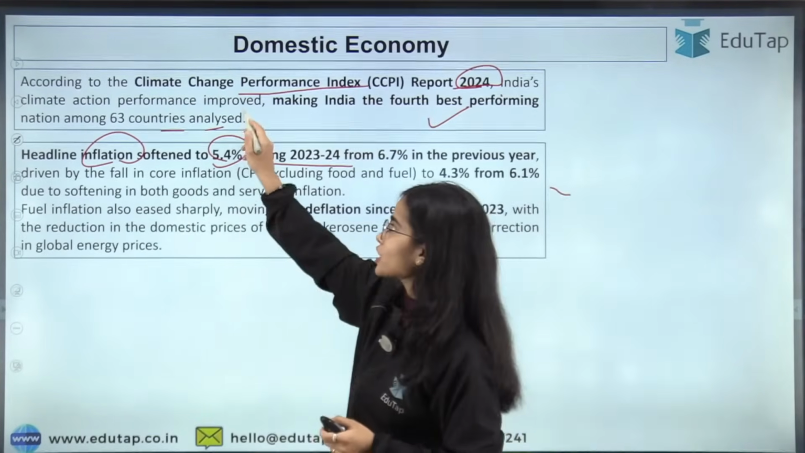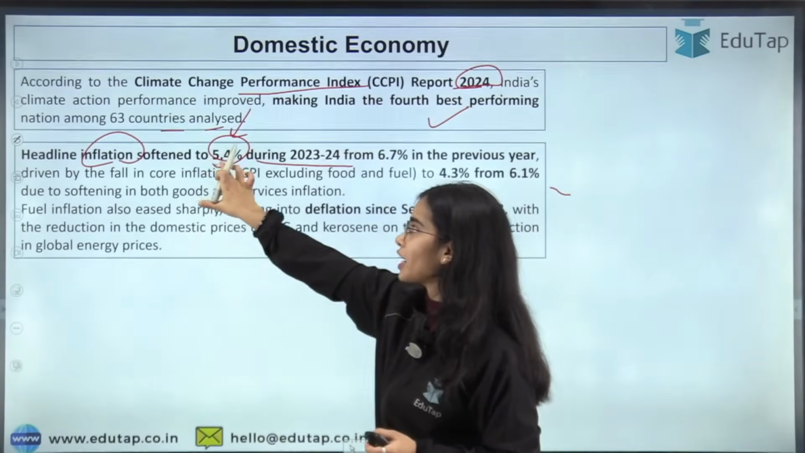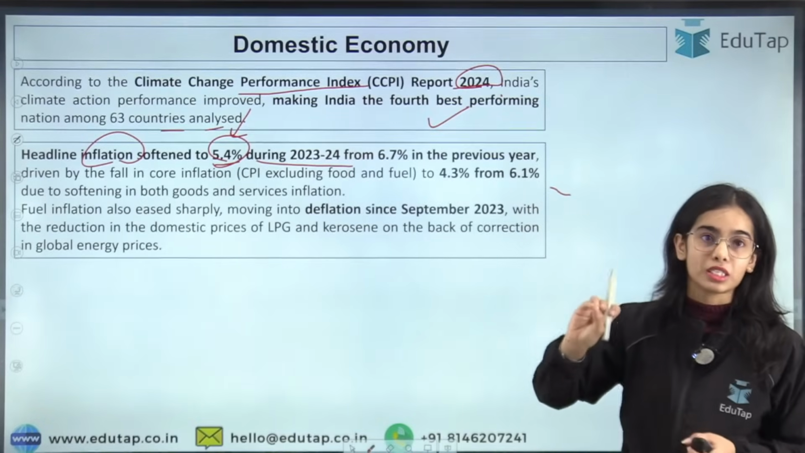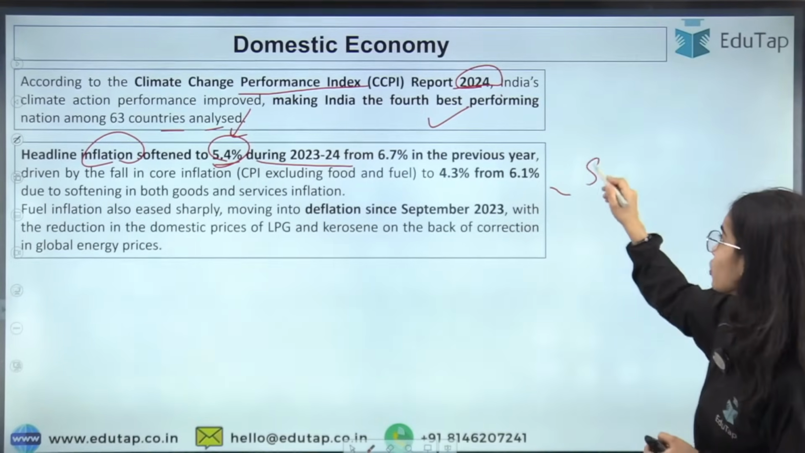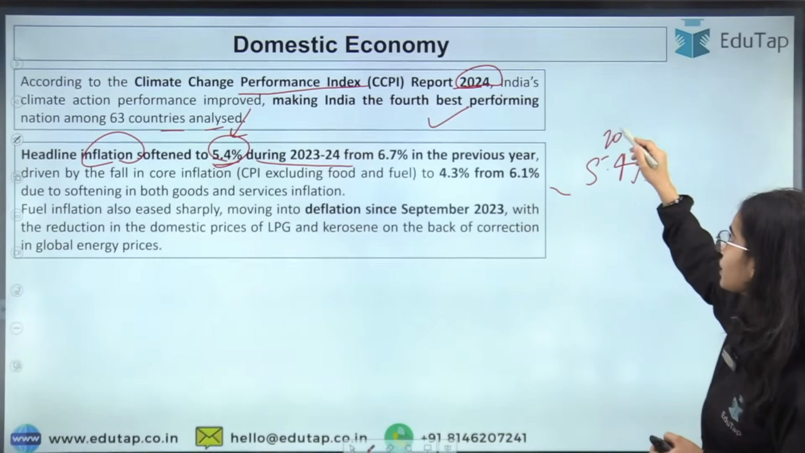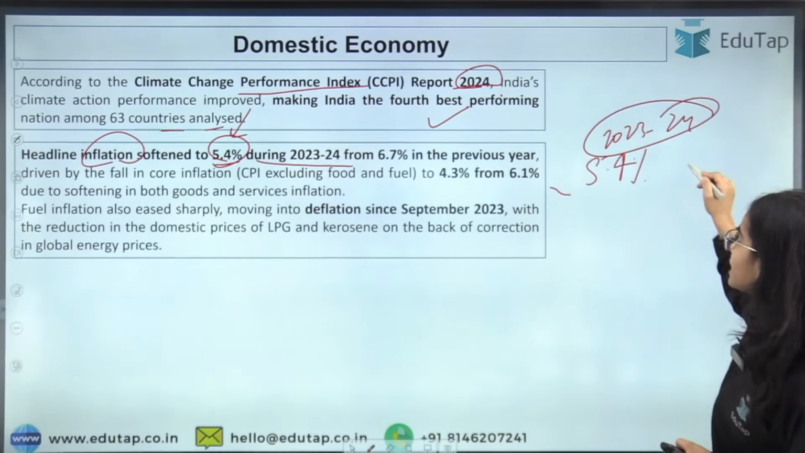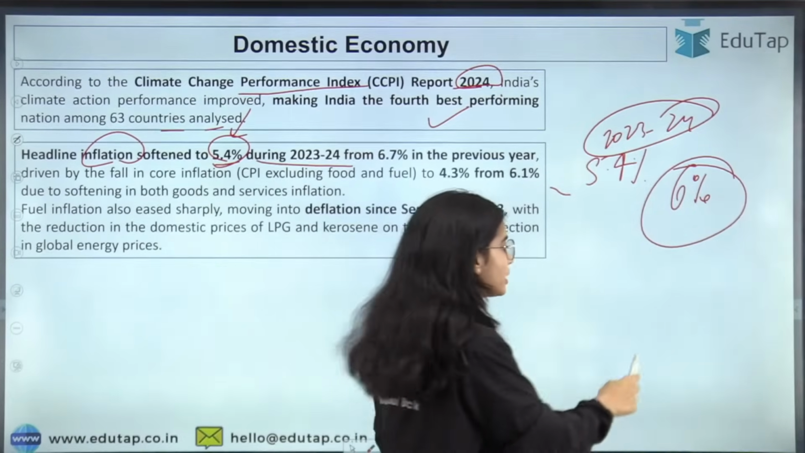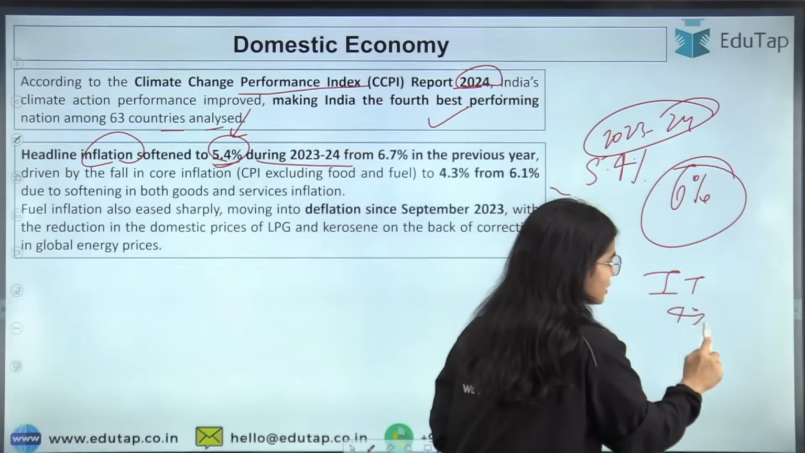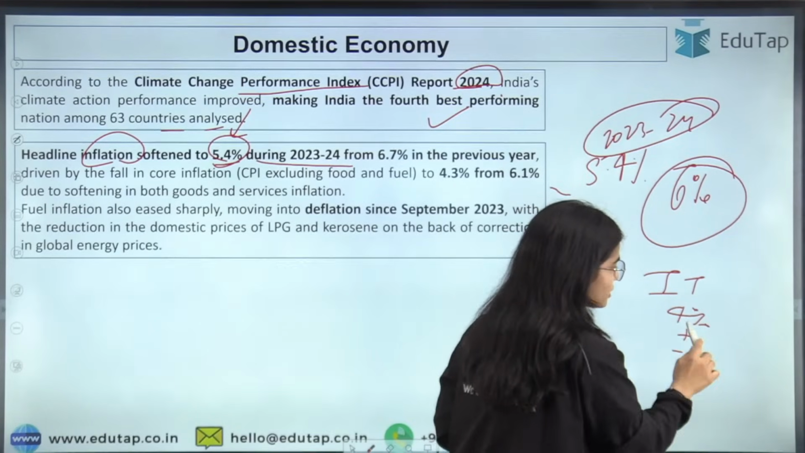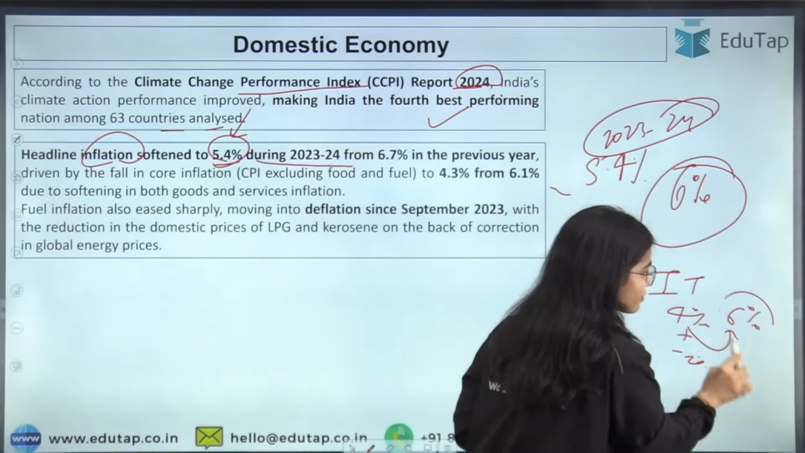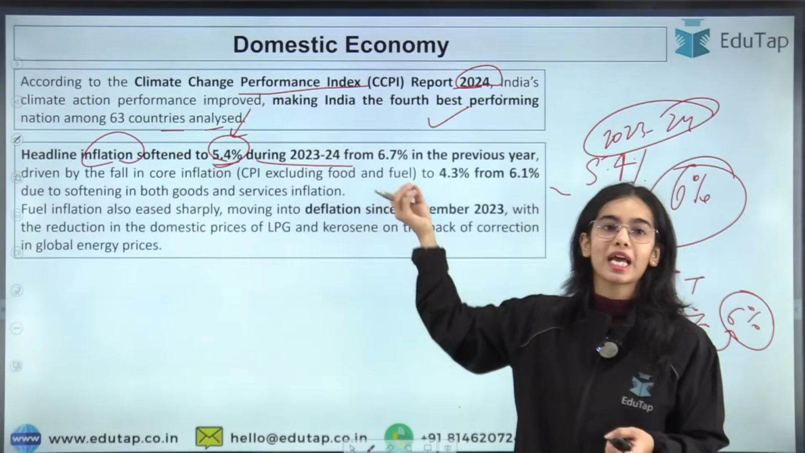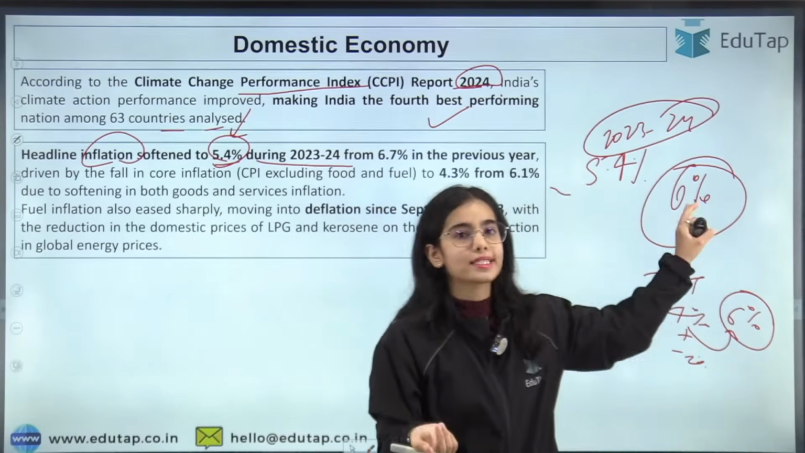So headline inflation has gone down, softened to an average of 5.4% during 2023-24 from the 6.7% in the previous year. So at least 5.4% has been achieved in 2023-24. This is lower than the 6% upper tolerance band. We have inflation targeting of 4% plus minus 2%. So 6% is the upper tolerance level. The inflation should not increase more than 6%. So the headline inflation has come to 5.4%, that is lesser than 6%.